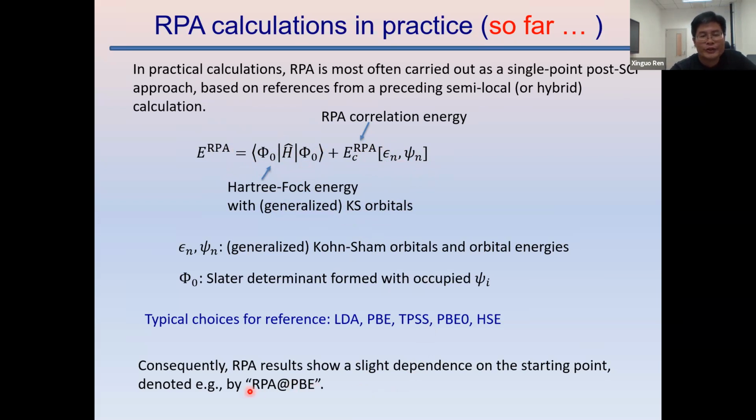And in this procedure, of course, the RPA results will slightly depend on the starting point. So that's why often we denote RPA at this functional, where the symbol after the at means the reference used for RPA calculations. So typical choices are GGA and hybrid functionals, but this choice is not that significant. There is some quantitative dependence, but qualitatively they often give consistent results.